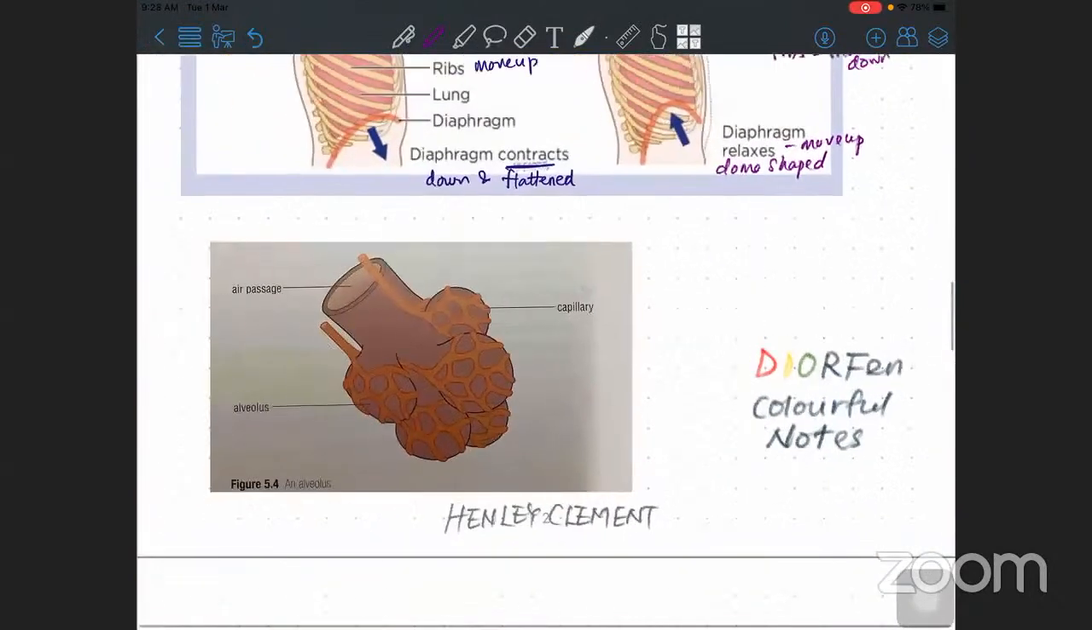From the books, we know that this is the air passage, through which the oxygen will move from there.